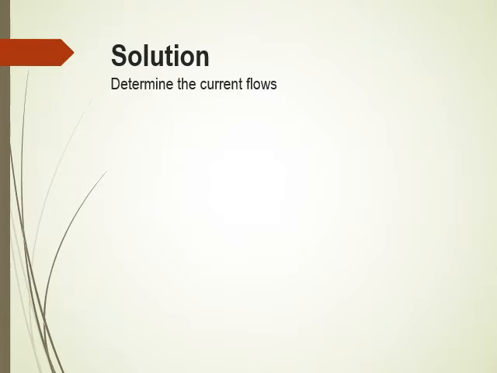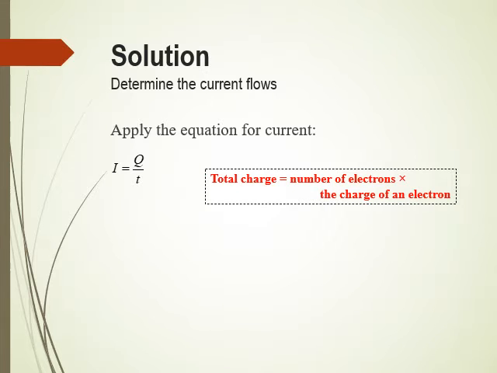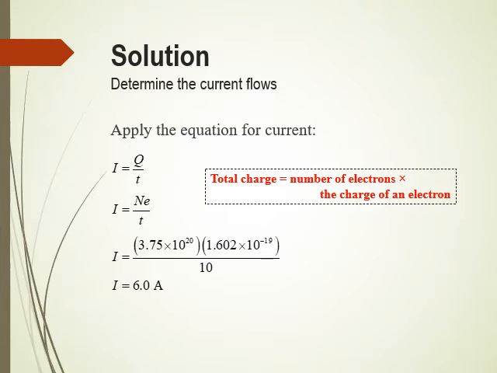To solve question 1, let's apply the equation for current. So I equals Q over t. In this equation, Q represents the total charge. To calculate the total charge, we need to use the number of electrons times the charge of an electron. Therefore, I can also be written as n e over t. Now let's substitute the values into the equation and we will get I equals 6 amperes.